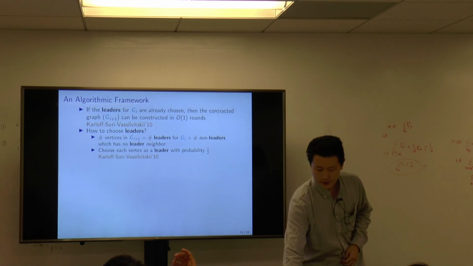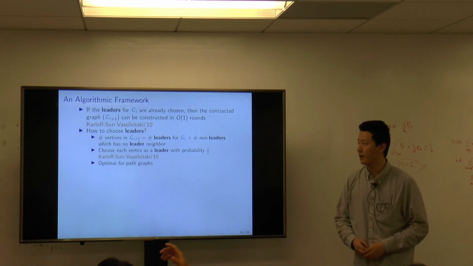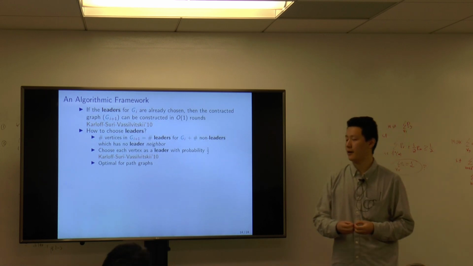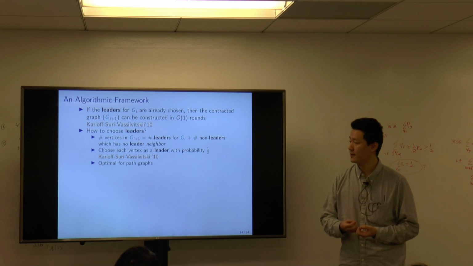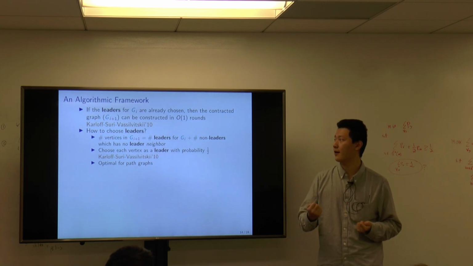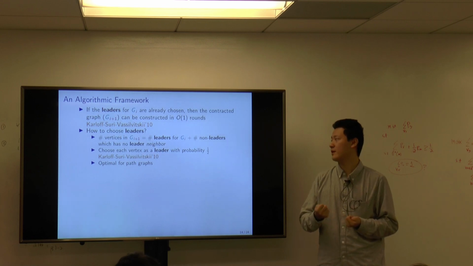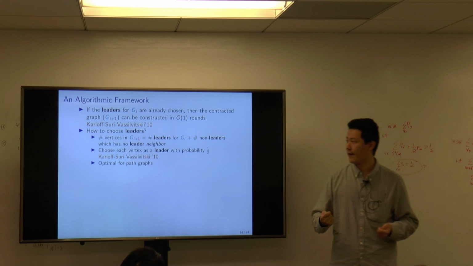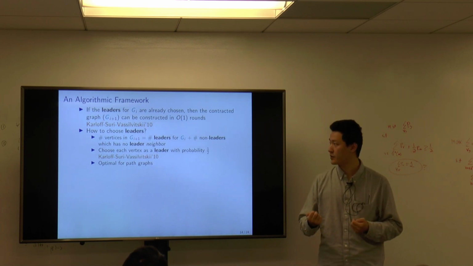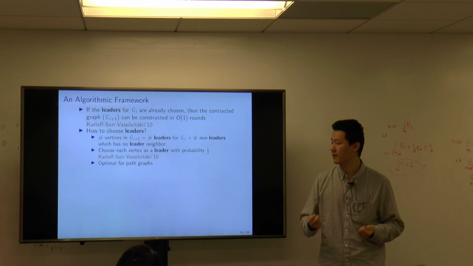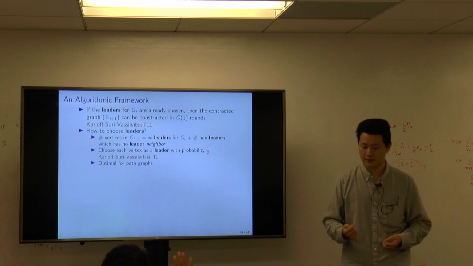And actually, this is almost optimal for the path graph, because if you choose the leaders with probability larger than a constant, for example larger than 1/2, then you will have many leader vertices. And if you choose probability smaller than 1/2, then there will be too many non-leader vertices which have no leader neighbor. Question?